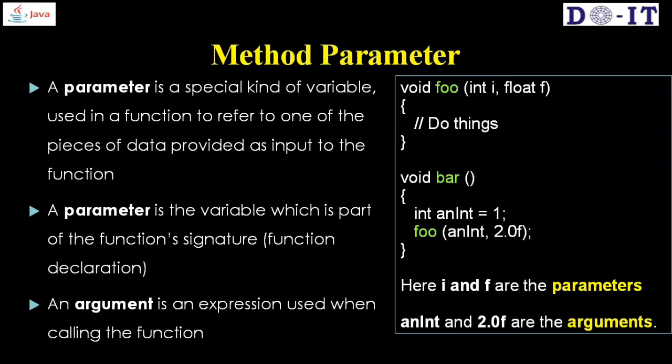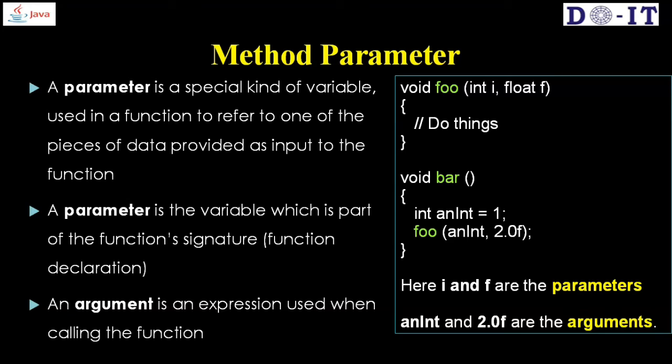A very important point here I would like you to note down is that i and f are two variables which are scoped local to foo, which means they are visible and accessible only to foo. You cannot access these two variables outside foo. And the data 1 and 2 that we are passing from bar are called arguments. The data that is passed as value to a method are called arguments, and the variables declared as input for a function or a method are called parameters.